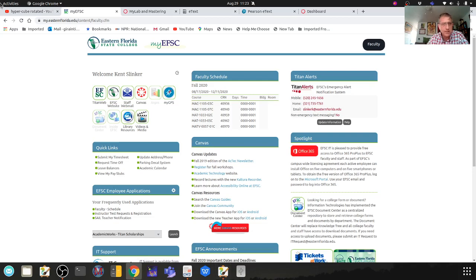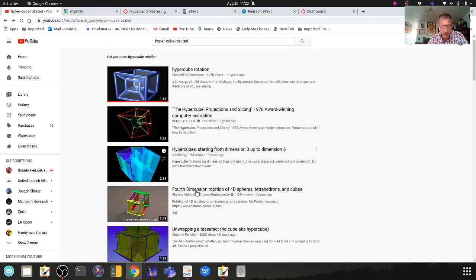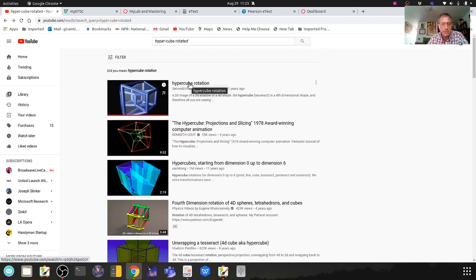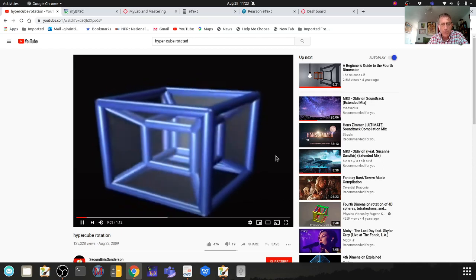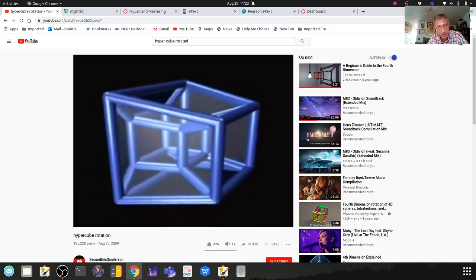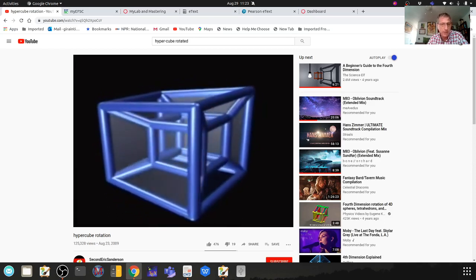And what I did is you can literally go online. These are called hypercubes, and you can see all of these choices right here. Hypercubes starting from dimension 0 up to dimension 6. But let's just do a 4-dimensional hypercube. So someone actually created a mathematical program so that we could imagine what a 4-dimensional cube that was rotating would look like to us poor people stuck in 3 dimensions.